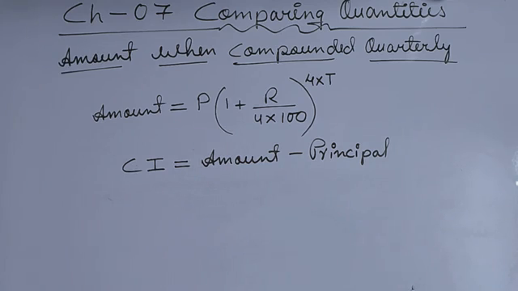And the formula for the CI is still the same, that is CI equals amount minus principal. So now let us do one question based on the same concept, where the compound interest is compounded quarterly.